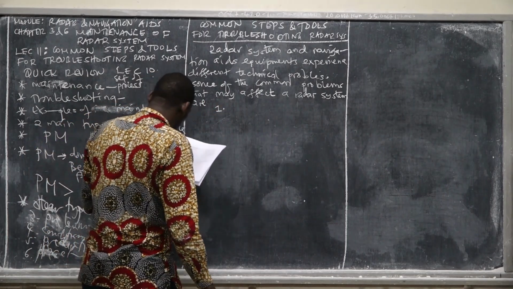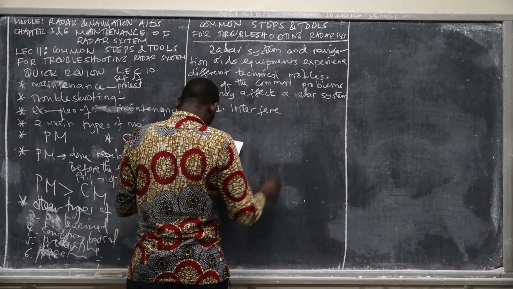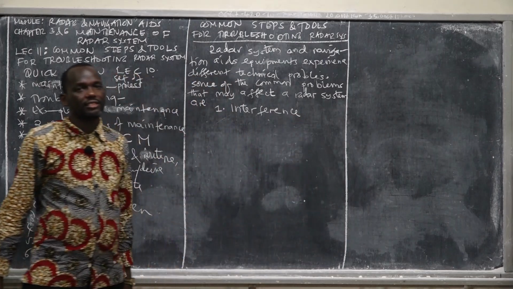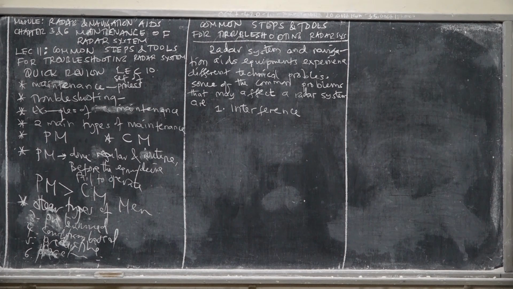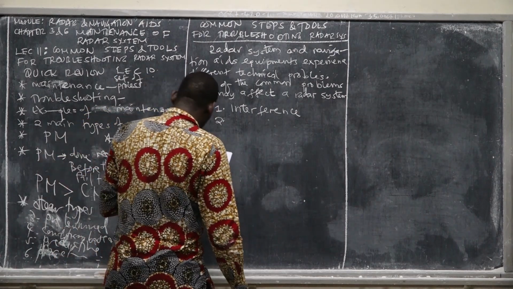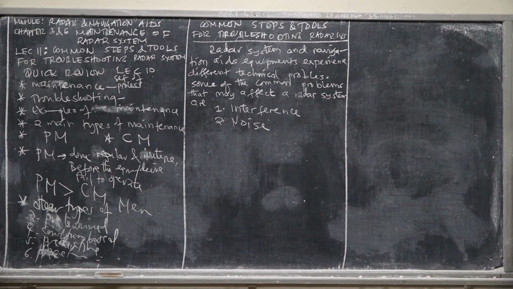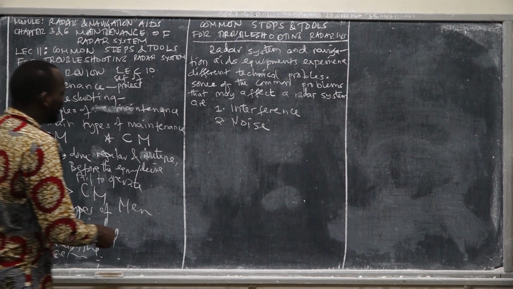One of the common problems: a radar system may have a problem of interference. Say interference. So ask yourself what the meaning of interference is. This is one of the common problems facing a radar system. The second common problem is noise. Say noise. For instance, who likes noise in this class? Do you like noise? Does Jafari like noise? So can we make noise in order to encourage Jafari? Yes. Make noise for Jafari. Noise.